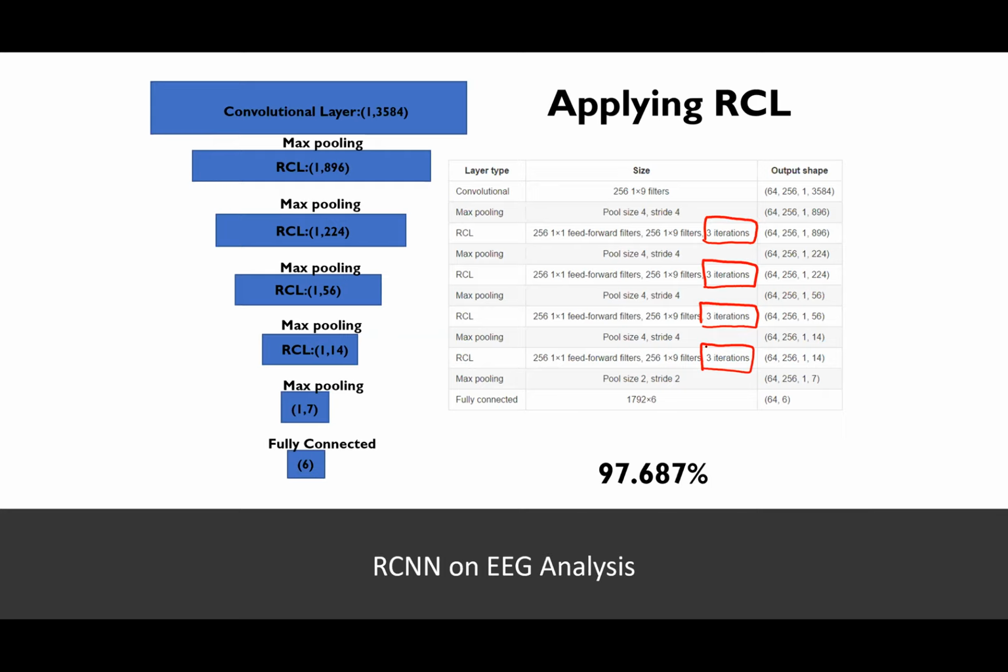At the beginning, it has about 3.5 seconds of signal, because one millisecond of signal is one time point. So it has 3584 time points, and then a convolutional layer. The individual filter size is 1 by 9, and we have 256 of these filters. Then we have a pool size and stride of 4, so the size is reduced by a factor of 4. This is fully convolutional. Then we go from 256 to 256, and the size is reduced by 4 again.